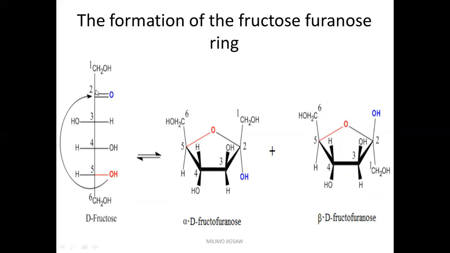The OH of carbon 5 reacts with the carbon at the carbonyl group. So position 5 and position 2 will lead to the formation of the fructofuranose ring, the furanose ring. So if it's below the plane, this is alpha fructose. If the OH is above the plane, it's beta fructofuranose. So alpha, beta.